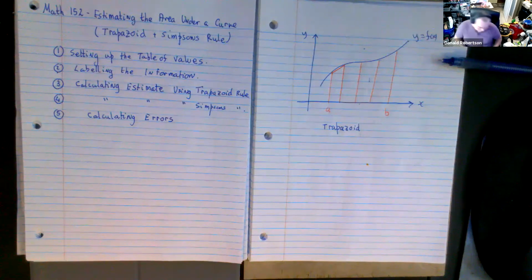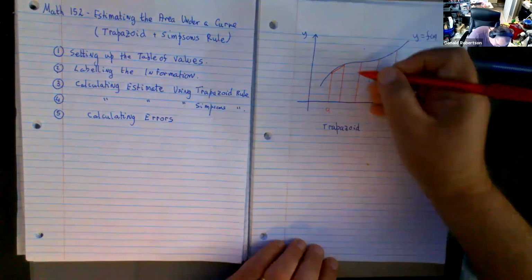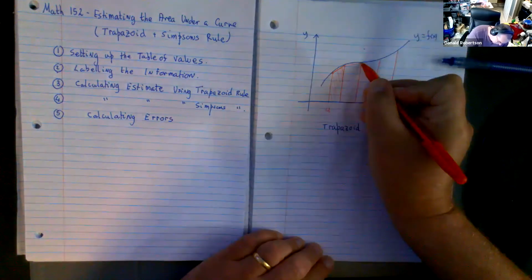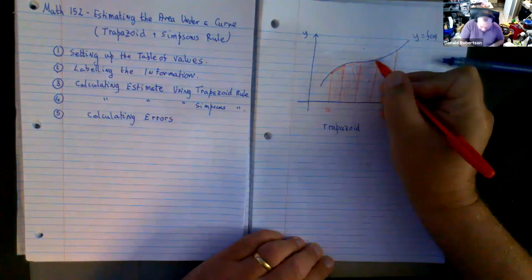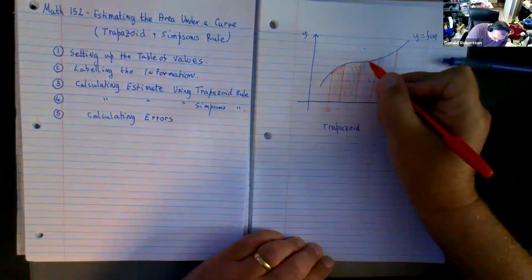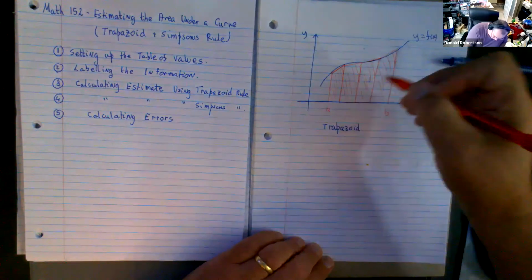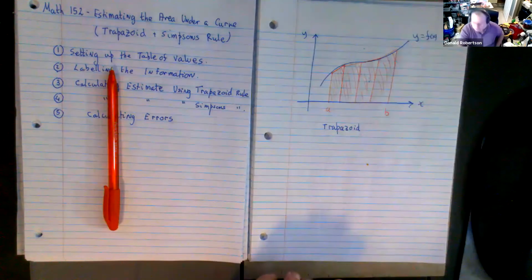And so that would be our first strip, and this would be our second. And this would be our third. Oh, that one's almost perfect. And this would be my fourth. And this is called the trapezoid rule. And since there's 4 strips, yep, it's called T4.